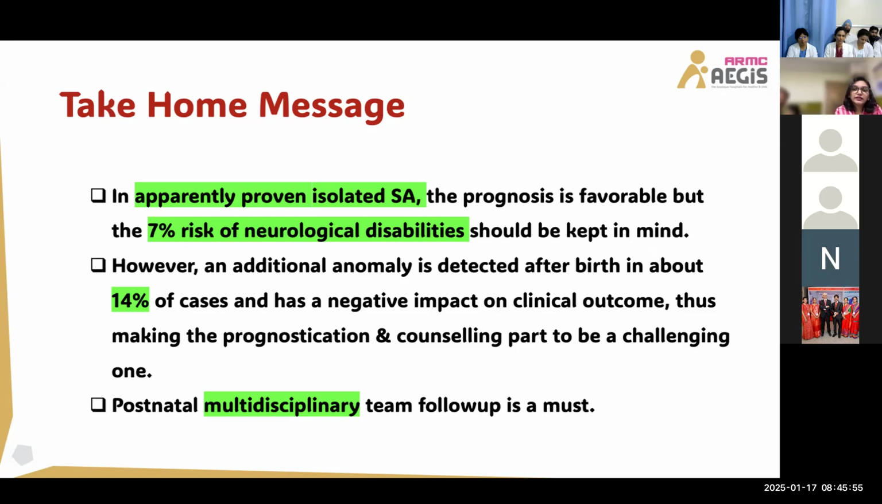However, an additional anomaly is detected after birth in around 14% of cases. And among these, there is a SOD association in around 20 to 25% of the cases, which has a negative impact on the clinical outcome, thus making the prognostication and counseling a challenging one. So postnatal multidisciplinary team follow-up is a must to arrive at a final diagnosis and to individualize the management accordingly.